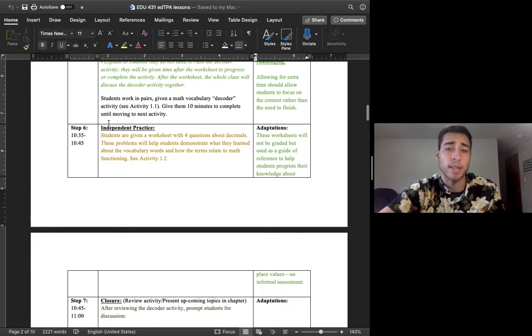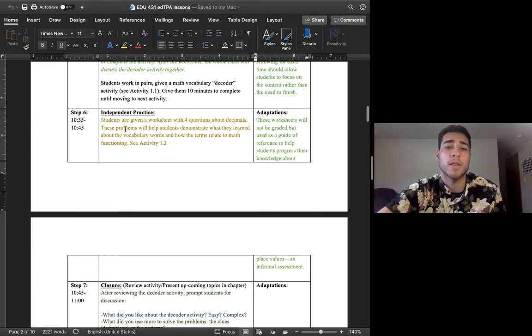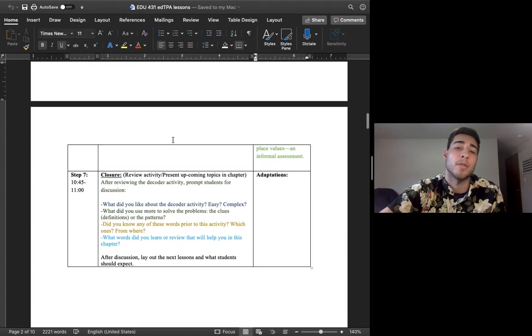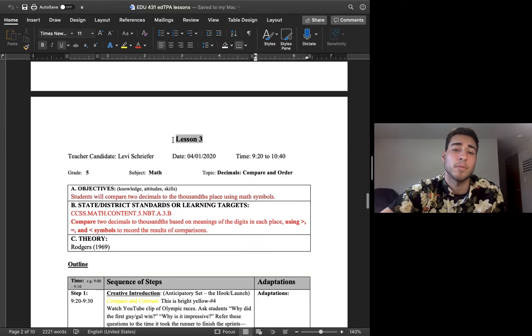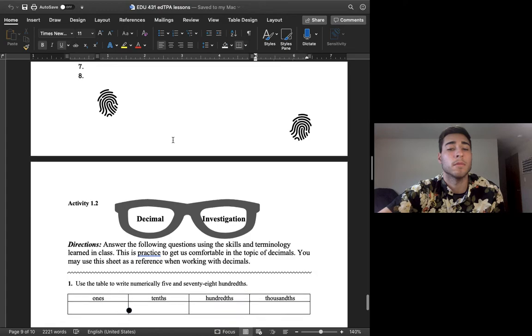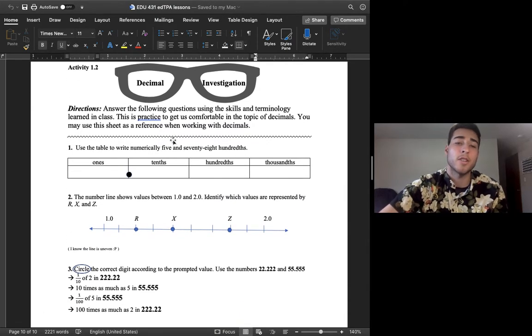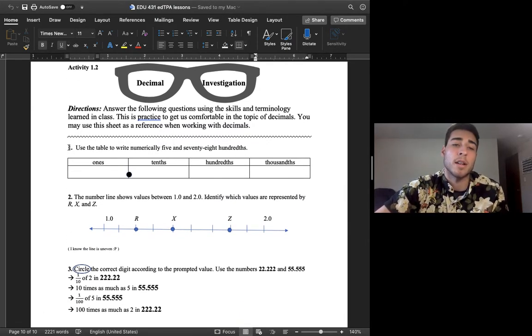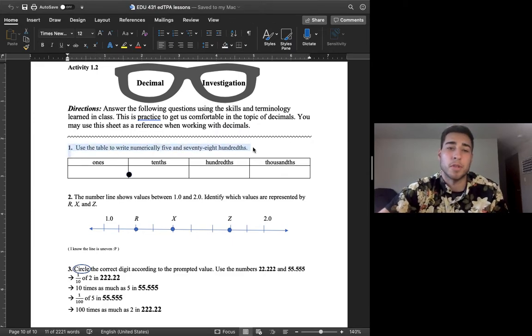So back to the independent practice. Students are given a worksheet with 4 questions about decimals. These problems will help students demonstrate what they learned about the vocabulary words and how the terms relate to math functioning. So we'll go back to activity 1.2, past all this here. This is our decimal investigation. So pretty much it's more of putting the vocabulary terms to use and showing how they relate to use with the decimals.